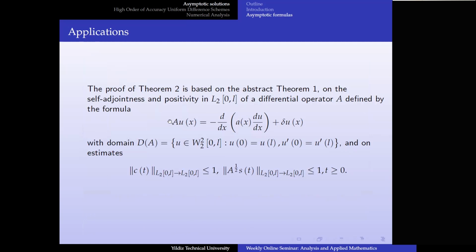The operator is defined by the following formula, with the domain given in the Sobolev space W, with the following estimates on the cosine and sine operators. In this presentation, I didn't include the proofs of theorems. Some are long and I don't want to take your time with the proofs.